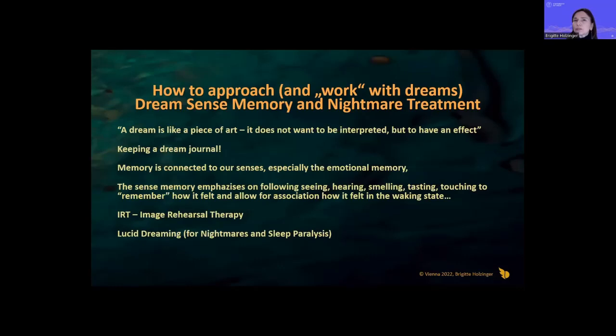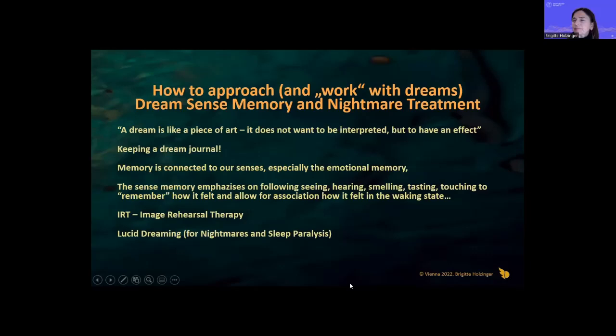I recommend to keep a dream journal, because it seems that this process of bringing these dream pictures, making that effort to put them in words and then expressing them by either writing them down or talking about them, already has some kind of psychotherapeutic effect. And there are several projects that have shown that.